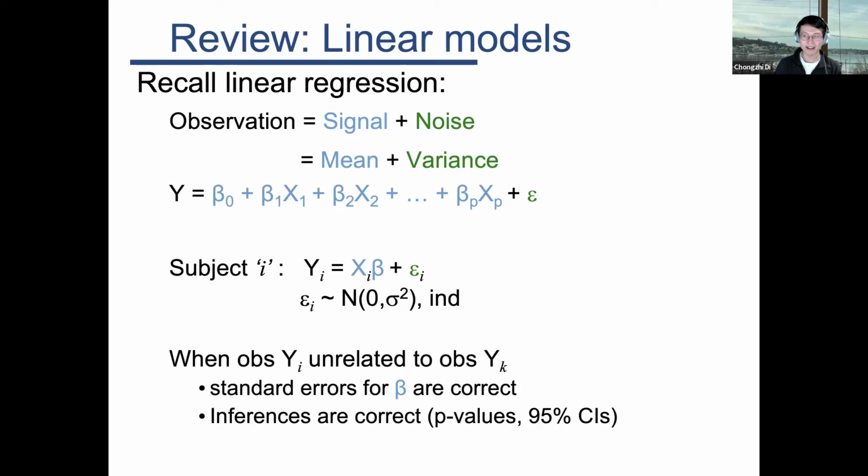One of the key assumptions here is that the errors have to be independent of each other. Otherwise, typically your standard errors will be wrong. Your p-values and 95% confidence intervals will be wrong.